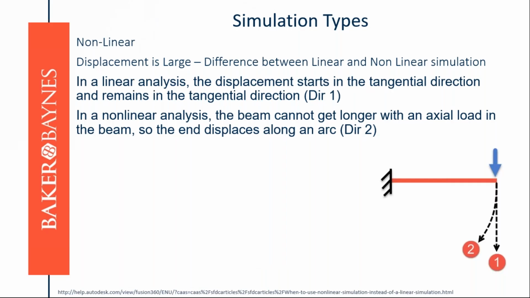So if we look at the simulation type here, it's non-linear, displacement is large, and that's the difference between linear and non-linear simulation. In linear analysis, the displacement starts in a tangential direction and remains in a tangential direction, as you can see in the graph here, item number 1. So you can see it's tangential to the point of contact, or where the stress has been initialized, and moving down that plane. And in non-linear analysis, the beam cannot get longer with the axial load in the beam, so it displaces along an arc. So it's not a linear direction, right? If you're looking at figure number 2.